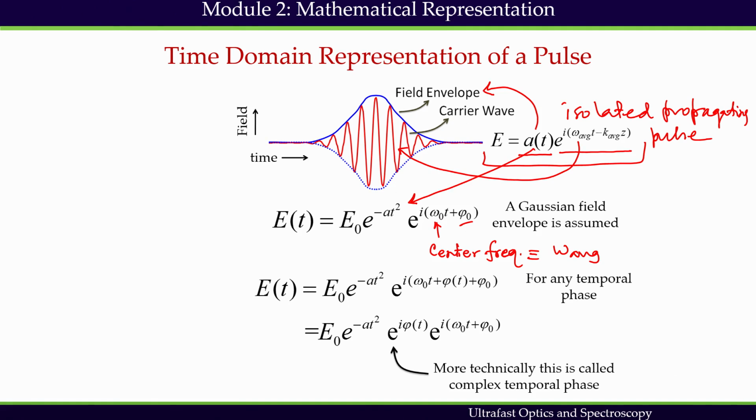But we have to remember that total temporal phase may not be always linear with respect to time, just like here. Here, this temporal phase may not be always linear with respect to time. It can be a complicated function of time, and that's why the more general form of a Gaussian isolated propagating pulse we can write down as E naught, absolute magnitude of the electric field, then Gaussian function, which is the envelope function, and the total temporal phase. This is called temporal phase because this phase appears in the time domain representation of the pulse. Phi(t) can be a complex function of time.